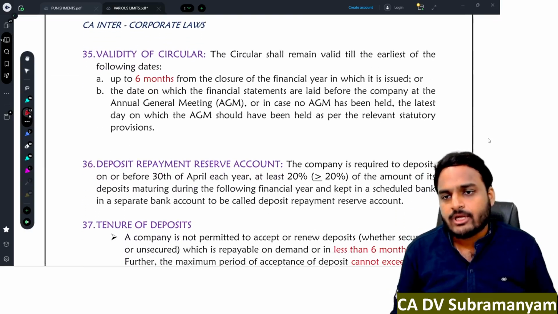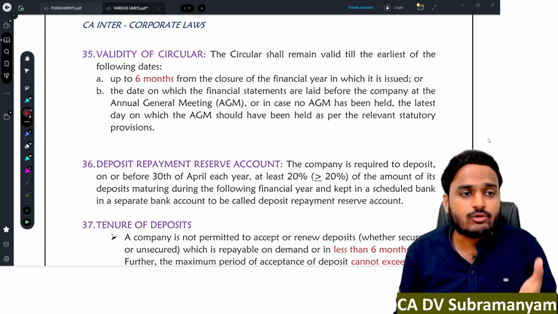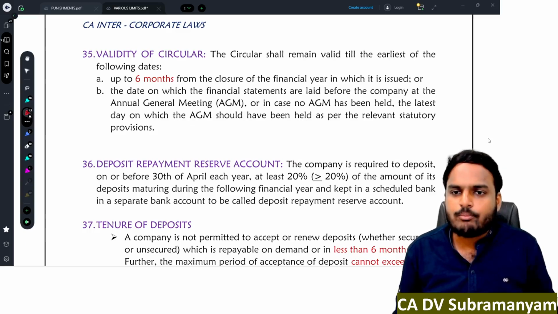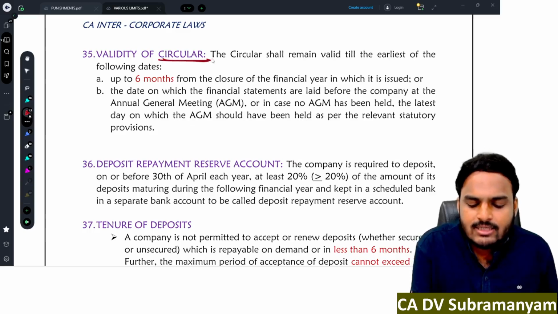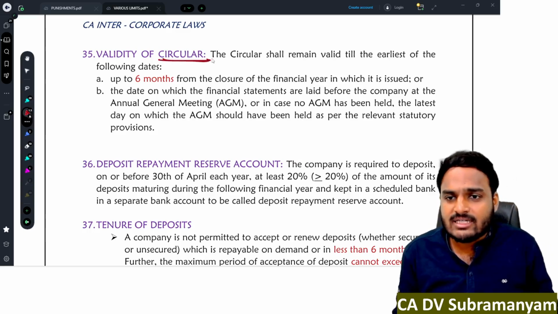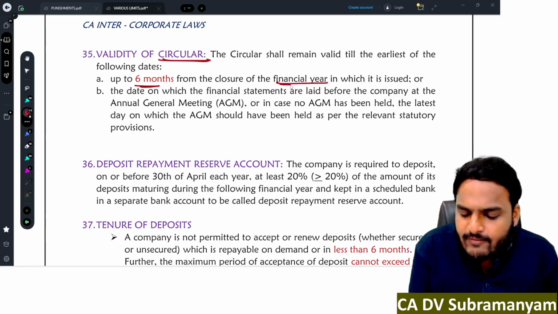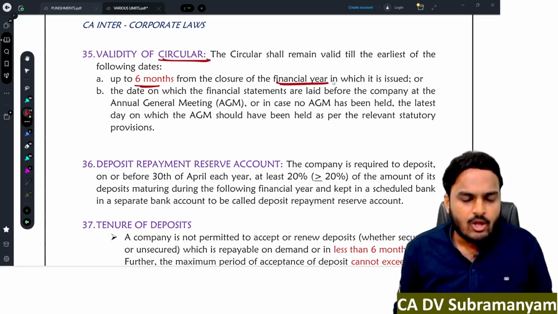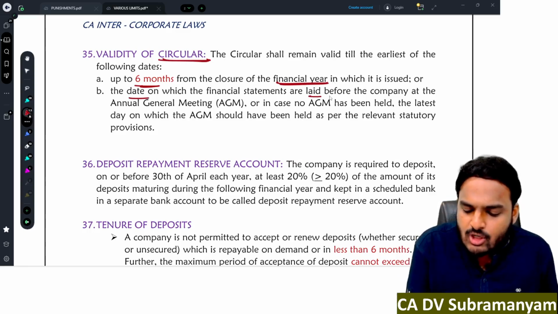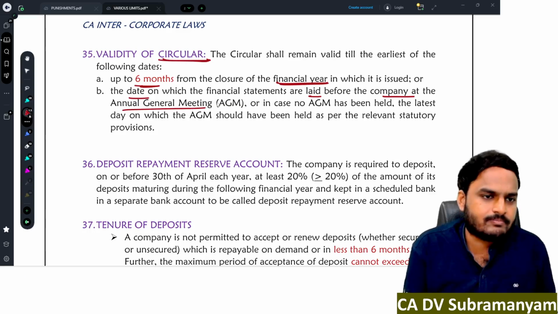Validity of circular. In the prospectus chapter, in a public offer, you will find a prospectus. Coming to deposits, you will find a document called a circular, and this circular has a limited validity period. The validity period is 6 months from the closure of the financial year or the date on which financial statements are laid before the company at the AGM.